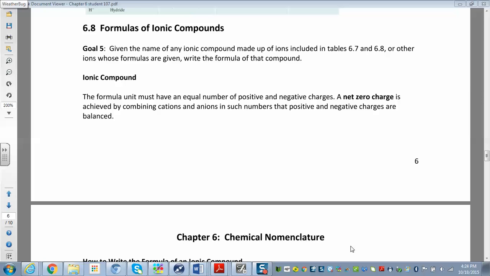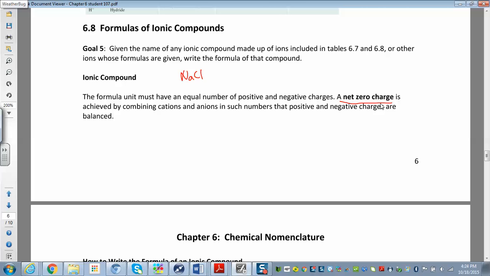So now we're going to look at forming ionic compounds and trying to name them and write the formulas. An ionic compound is made up of a cation and an anion. Something like sodium chloride: sodium is a cation, the chloride ion here is the anion, and overall it has a net charge of 0.